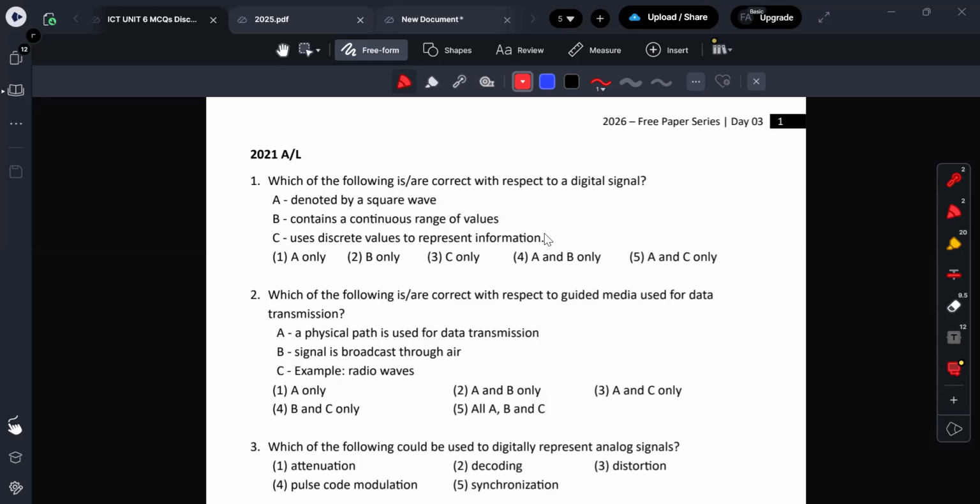Next, the digital signal contains a continuous range of values. No, it's incorrect. This is about analog signals. Since digital signals are binary and can have only specific separate values, analog signals are the ones that contain an infinite continuous range of values. And it uses discrete values to represent information. This is correct. Digital systems look at information in separate chunks, typically represented as binary digits, 0 and 1.